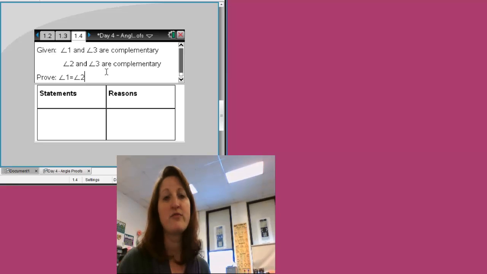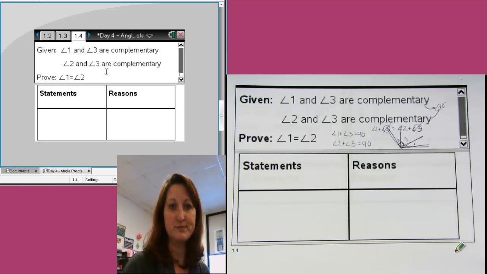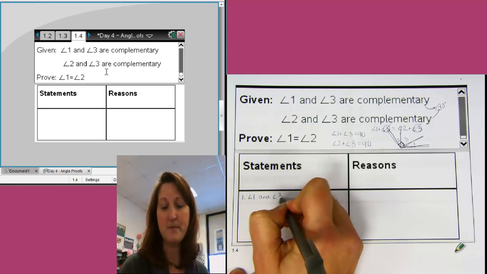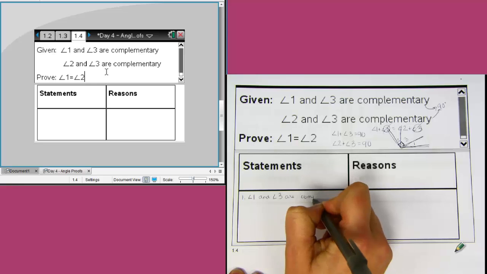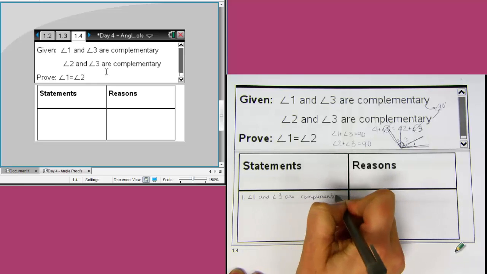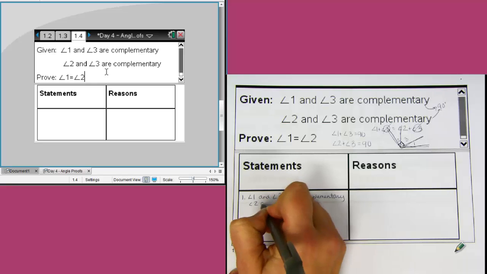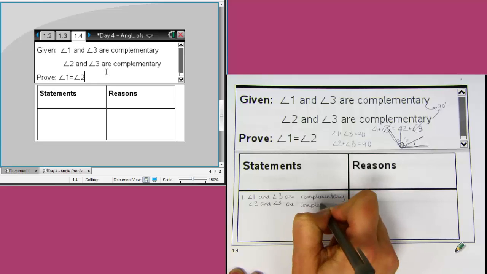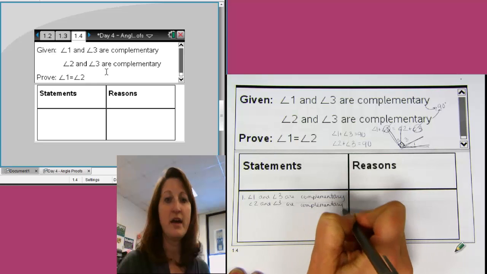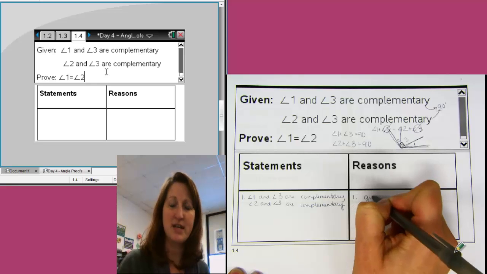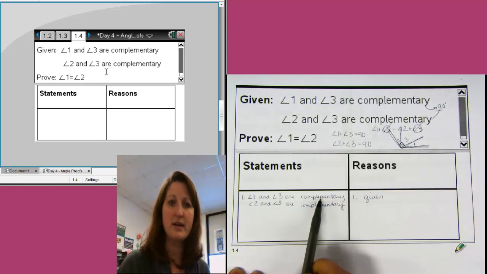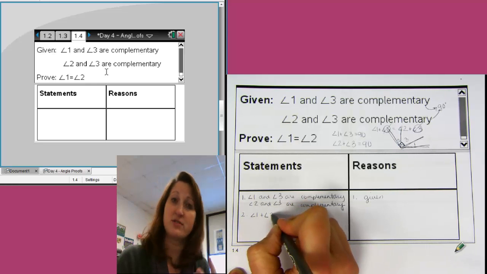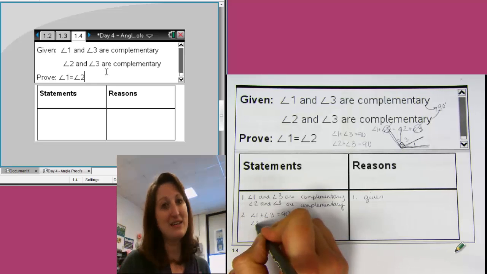So, to write this up, first thing that we want to do is put our givens in the proof. So angle 1 and angle 3 are complementary, angle 2 and angle 3 are complementary, those are given. Then we said that if they're complementary, they add up to 90. So angle 1 plus angle 3 equals 90, and angle 2 plus angle 3 equals 90. And the reason that we know that is because they gave us the word complementary. Complementary means 90, so that's our reason.